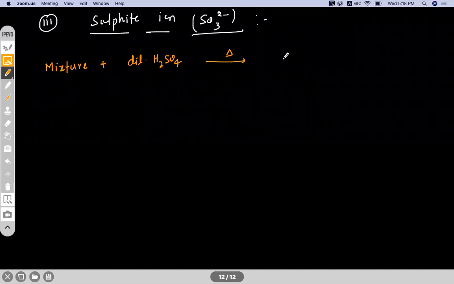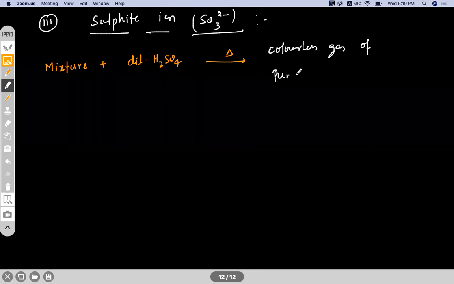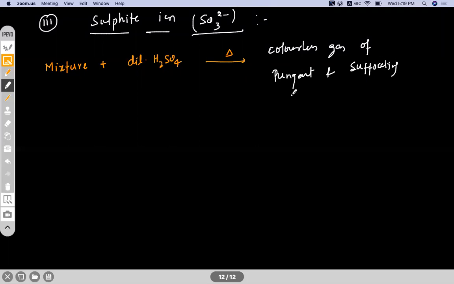On heating, what do we observe? The observation is a colorless gas of pungent and suffocating odor. We get this, which confirms the presence of sulfite ion. This odor is similar to the odor of burning sulfur. This confirms the sulfite ion here.